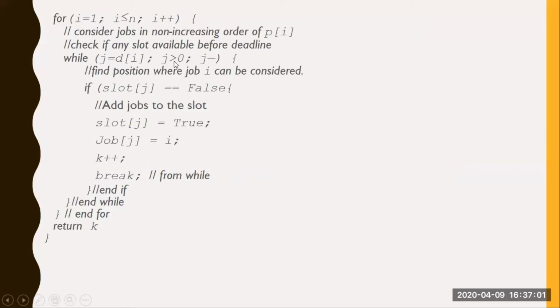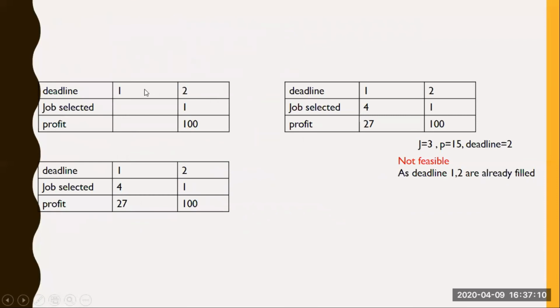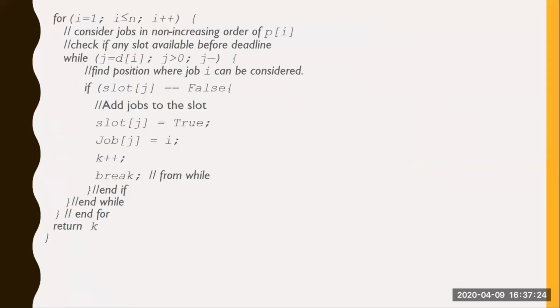And then I'm going to check if the slot at that particular object is free. So if you would have seen this particular example, initially my first job has deadline of 2. So my J value is 2. I'm checking if this particular slot is free. It is free. So that is why I'm going to add this particular job in this particular slot. Okay. So I can add the job and I can make the slot as true.